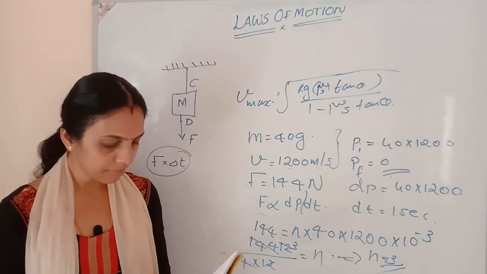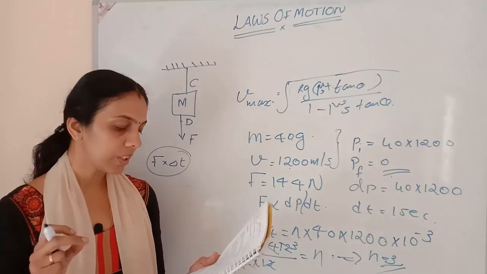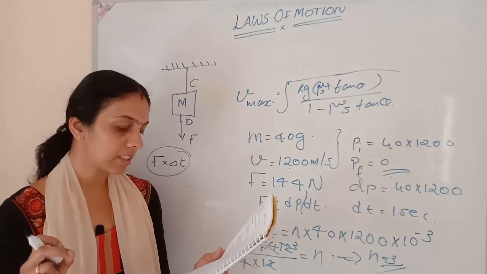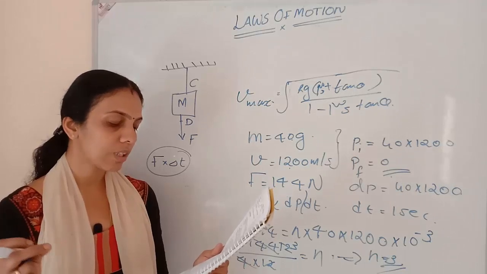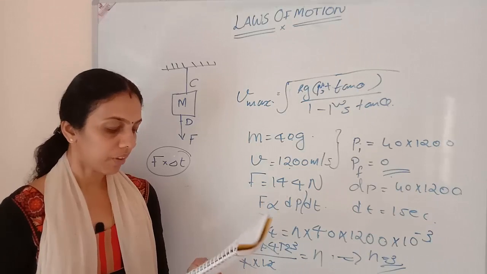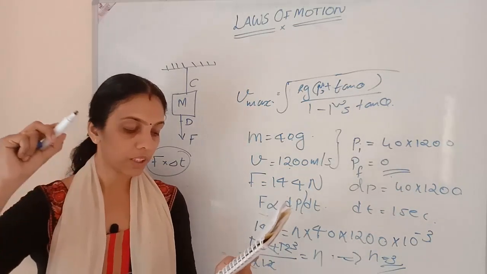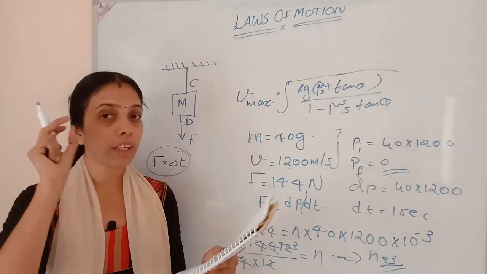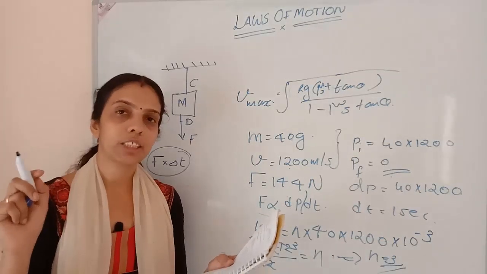Clear? Next is, a thief jumps from the top of a house with a box of weight 25 kilogram weight on his head. What will be the weight of the box experienced by the thief during his downward fall? Justify your answer. Okay, a thief jumps from the top of a house with a box of weight 25 kilogram weight. Okay, so 25 kilogram weight, as 1 kilogram weight equals 9.8 Newton.